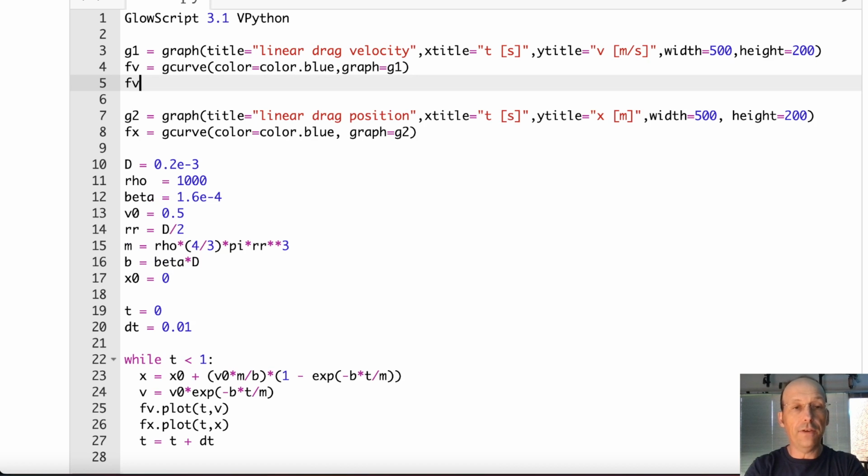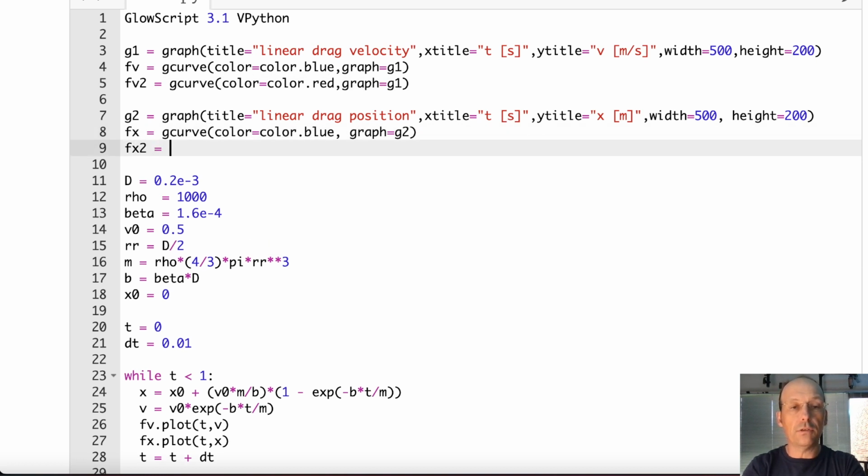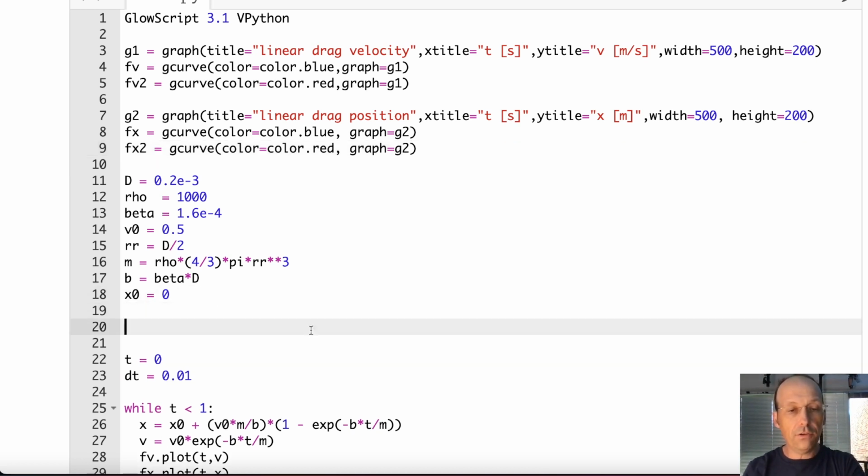So I'm going to say FV2 is gcurve, color equals color.red, just so we can tell them apart, graph equals G1. And then down here, FX2 equals gcurve, color equals color.red again, and then graph equals G2. Now, I also need to put in an initial velocity and position vector. So down here, let's just do it here. I did use v, so let's say vv for vector velocity. And that's going to be equal to, it's moving in the x direction, but I'm still going to write it as a vector. So I'm going to say this is equal to the vector v0, 0, 0.